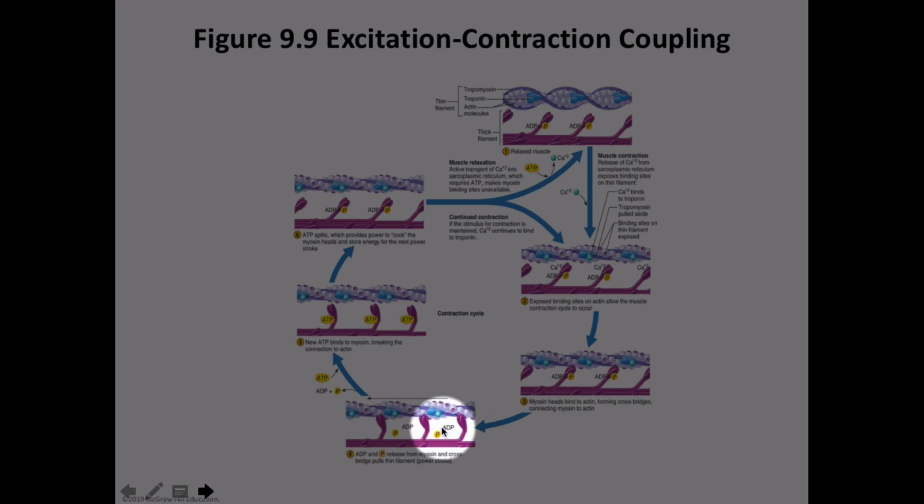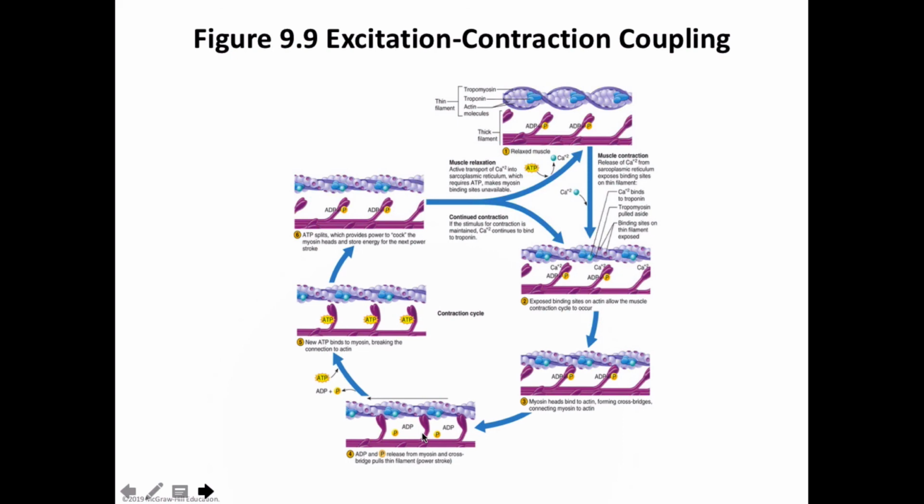So that myosin head will then pull that thin filament, pulling that actin toward that M line. I said M line, M as in Michael. It pulls it, and that is what makes that muscle fiber slide and shorten. So ADP and the inorganic phosphate are then released from myosin, and that cross bridge pulls that thin filament. The power stroke has occurred.